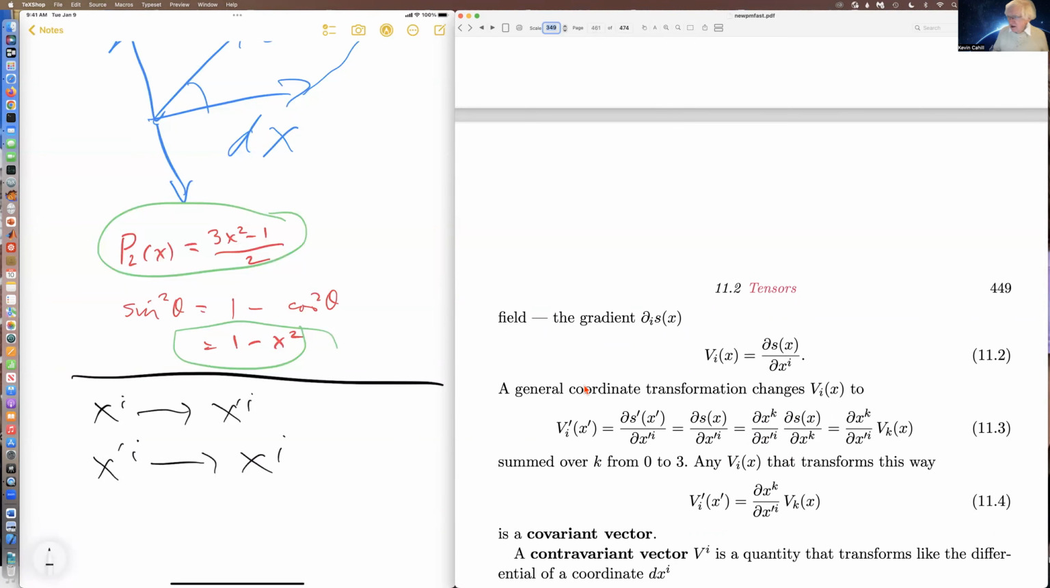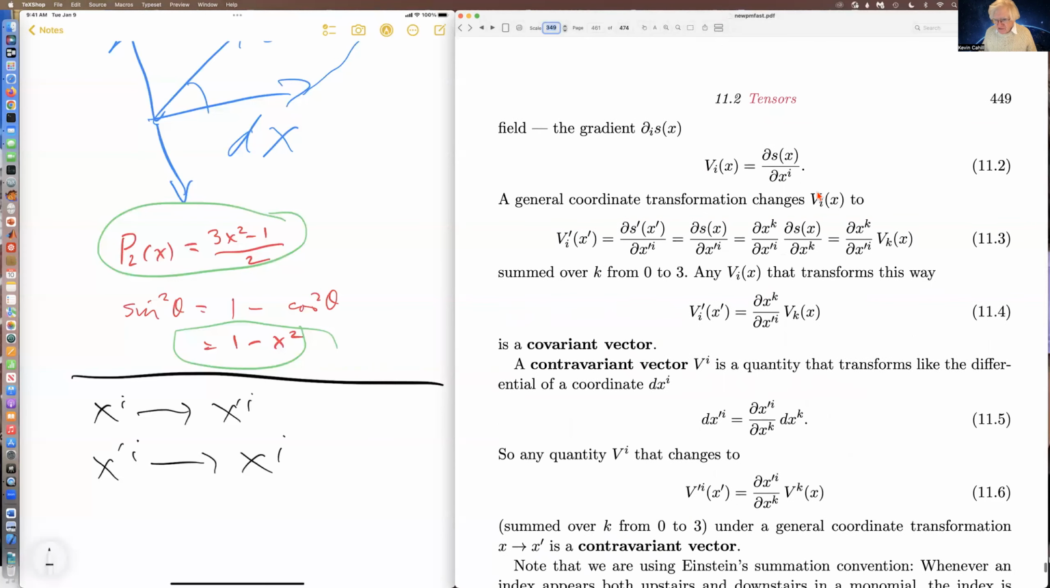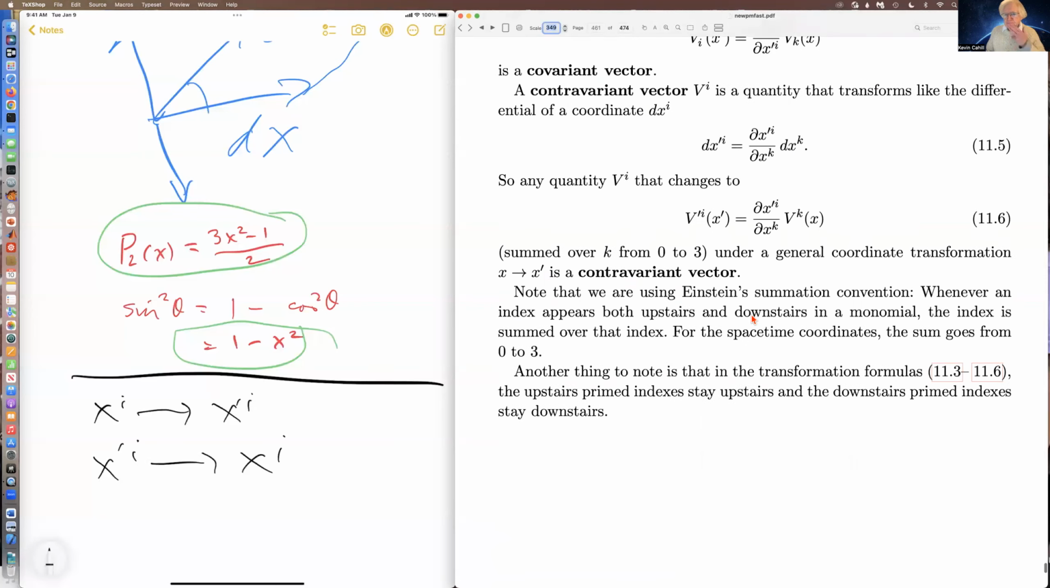or if we were in a different space, if the x's and x primes ranged over a different set of variables, 3 variables, say, or only 2, or we're in some generalized theory, a larger number of variables, then we'd have to sum over all of them. And any vi that transforms this way is said to be a covariant vector. So the derivatives define what a covariant vector is.